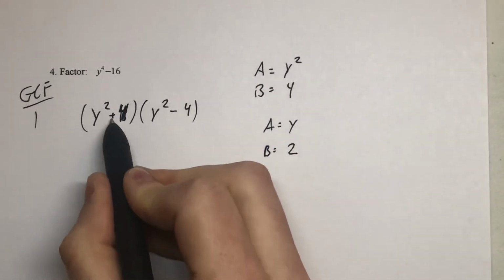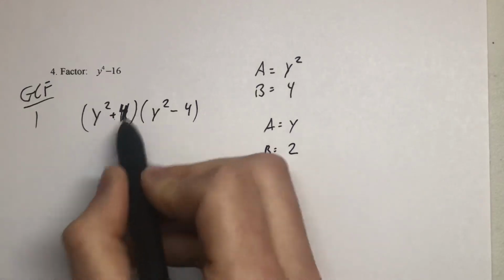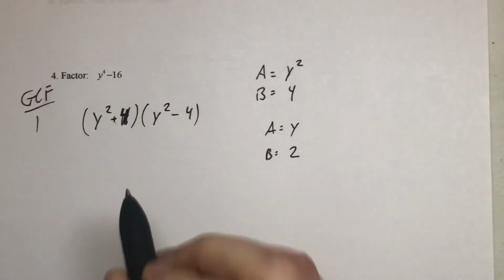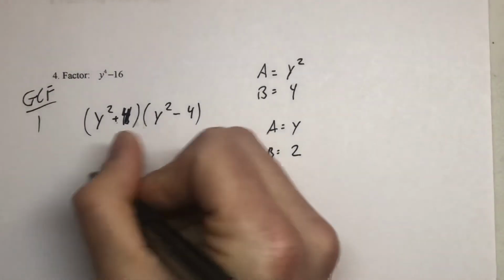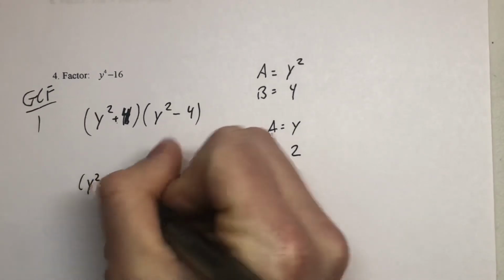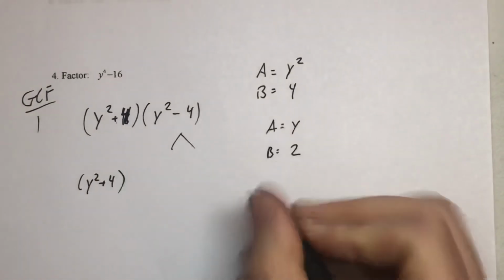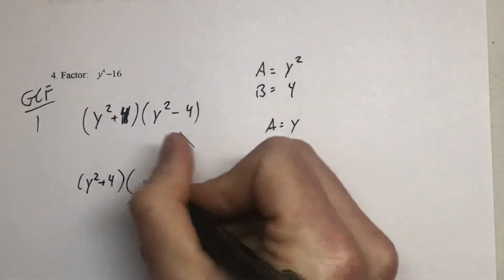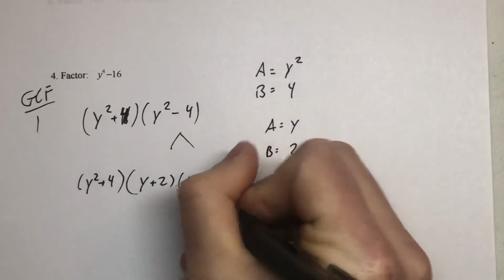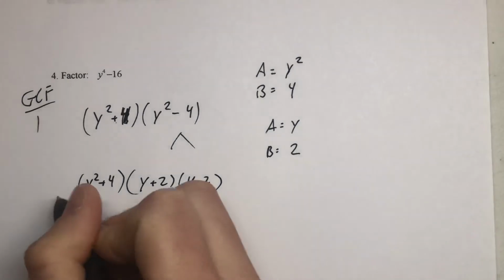But now notice, this is a plus here. That is not something we're going to break down. The formula is specifically called difference of squares. So the y squared plus 4 does not get factored any further. But y squared minus 4, using that a and b, can break down to y plus 2, y minus 2.